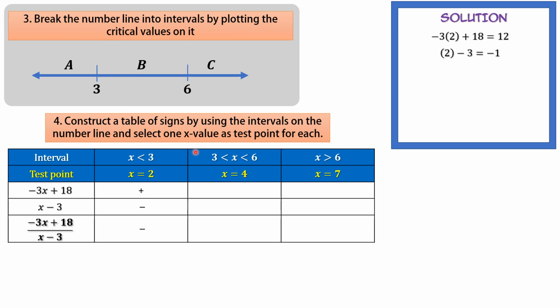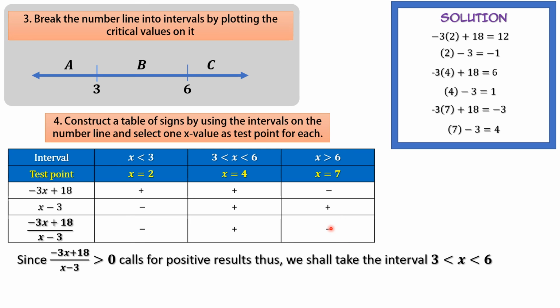Now let's proceed. At x equals 4, solving negative 3x plus 18 will give us positive 6. So the sign here must be positive. And then at x equals 4, solving x minus 3, we have positive 1. So the sign here is also positive. When we divide positive by positive, it will give us a positive sign. Now, let's proceed to the fourth column. At x equals 7, solving negative 3x plus 18, we have negative 3. So the sign here is negative. Then at x equals 7, solving x minus 3 will give us positive 4. So the sign here must be positive. Then dividing the two, negative divided by positive, the answer is negative.